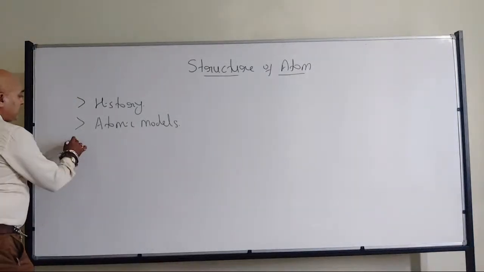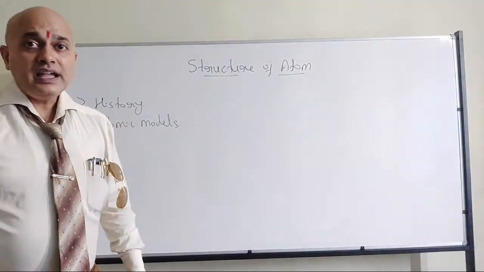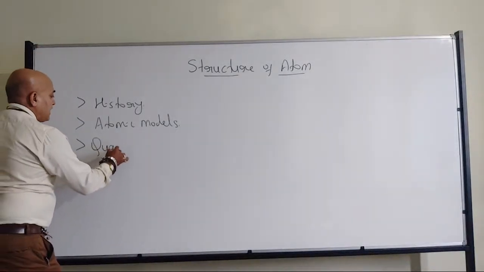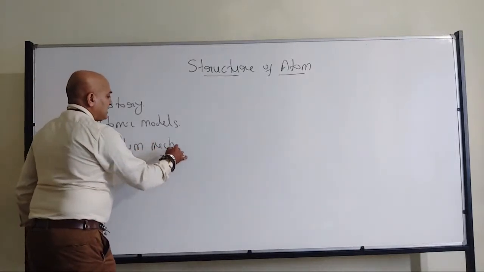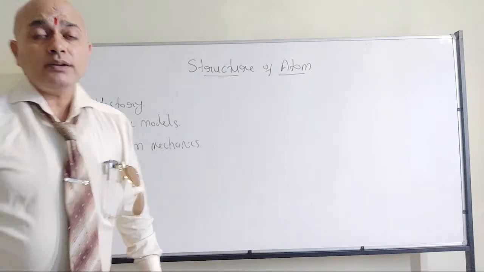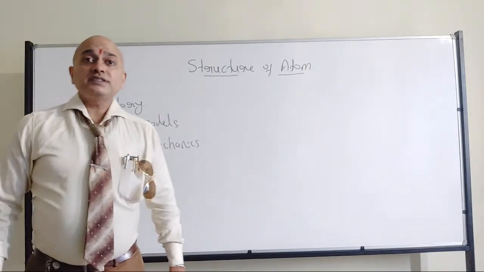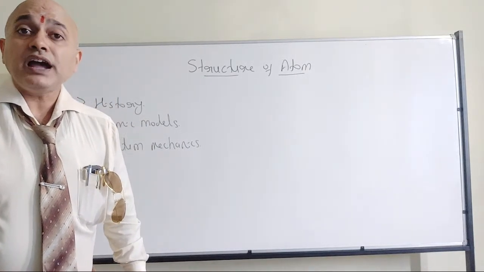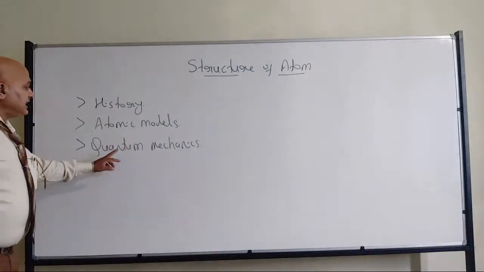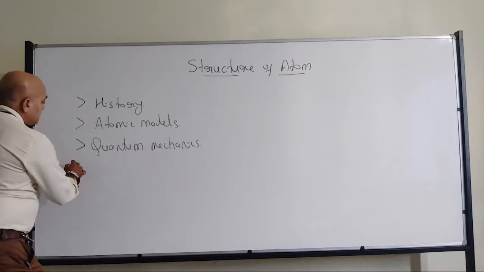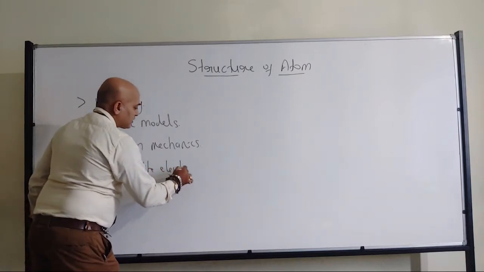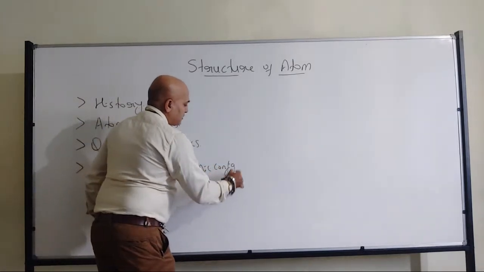So that's why we have the atomic models. Once the atomic model is done and their limitations have been discussed, at the end we are going to discuss quantum mechanics, the quantum mechanical model. Okay, so that is also related to the atomic model, but based on quantum physics. We are going to discuss it at the end, where we have a very, very important concept called quantum numbers. And the last one is writing the electronic configuration. So that's what we are going to discuss.